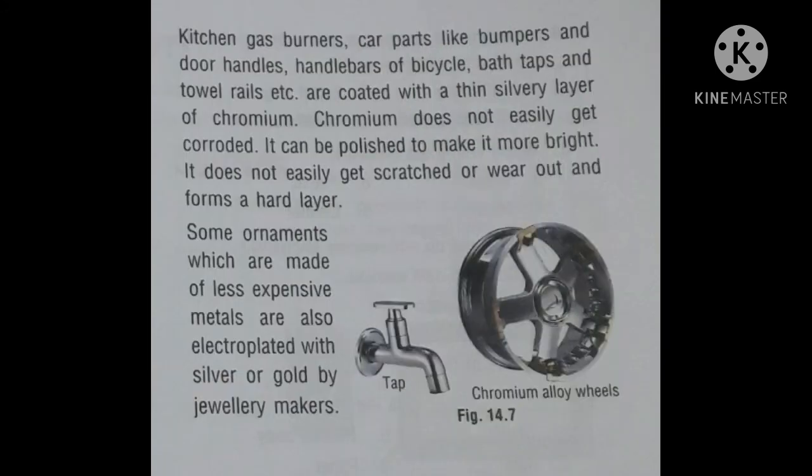Kitchen gas burners, car parts like bumpers and door handles, handlebars of bicycles, bath taps and towel rails, etc. are coated with a thin silvery layer of chromium. Chromium does not easily get corroded. It does not react with atmospheric gases. It can be polished to make it bright. It does not easily get scratched or wear out, and forms a hard layer. Some ornaments made of less expensive metals are also electroplated with silver or gold by jewelry makers.